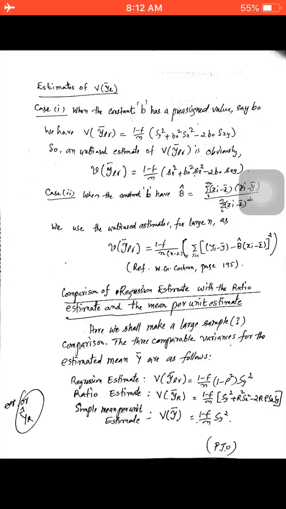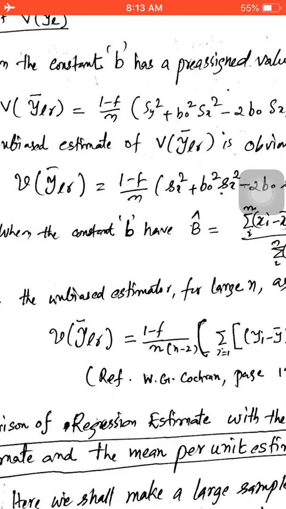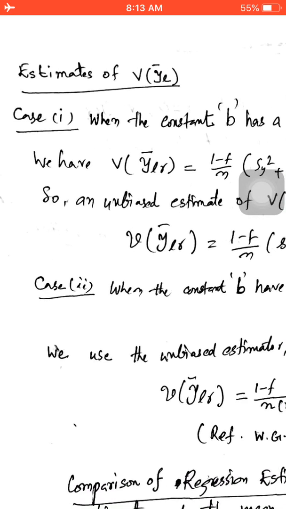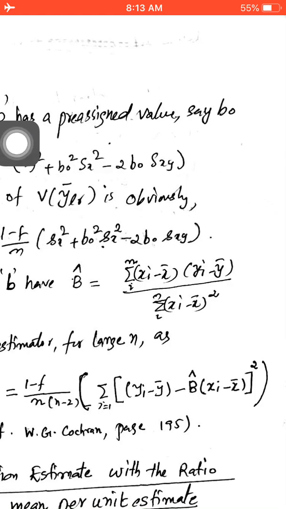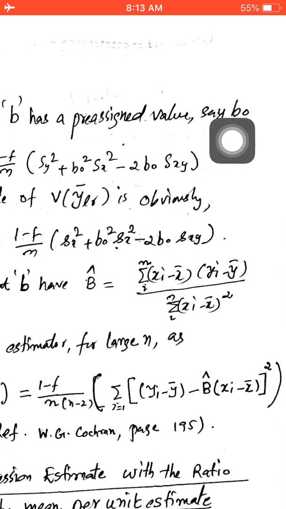Hello, welcome back. Now, in this session, we shall discuss how the variance of linear regression estimator can be estimated. I have suggested two cases, case 1 and case 2. In case 1, we use the pre-assigned value of B, which is equal to B naught. That is, we are using B as a pre-assigned value.